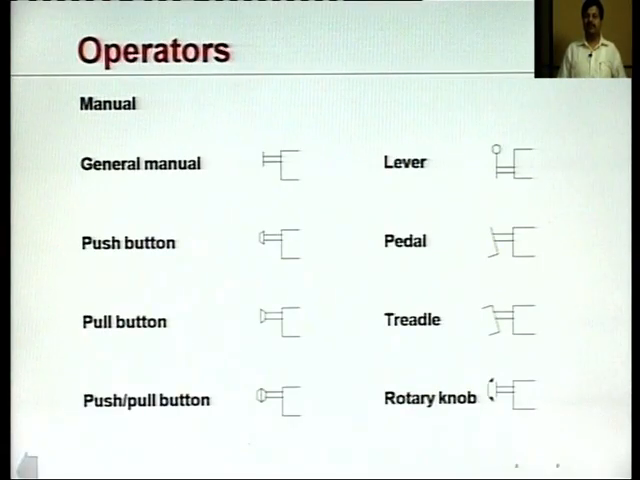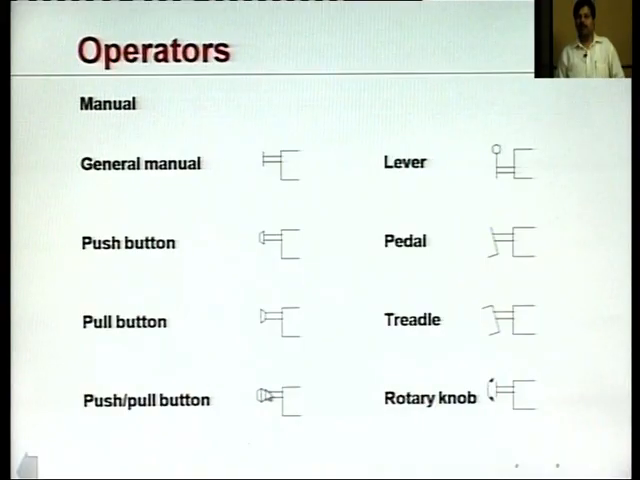Now, these are the various types of operators. Operators means the various methods by which we can actuate or deactivate the valve. The normal symbols that are used to represent the various types of actuation systems are shown over here. A general manual type of system is represented like this. A push button type of system that we discussed in our previous slides is represented like this. A pull type of system is represented like this.